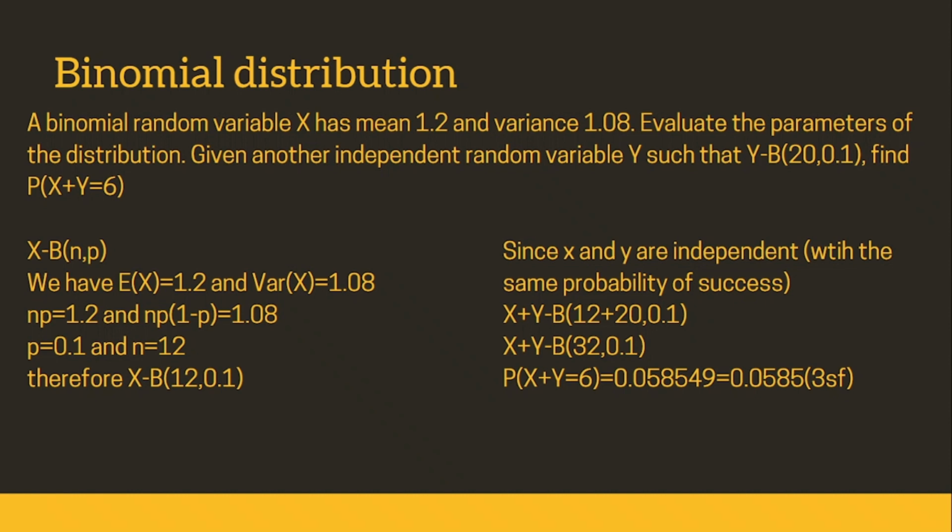Then since X and Y are independent, as they say in the question, that means they have the same probability of success. No, that doesn't mean they have the same probability of success. But in this question, it does. They will have a probability of 0.1.